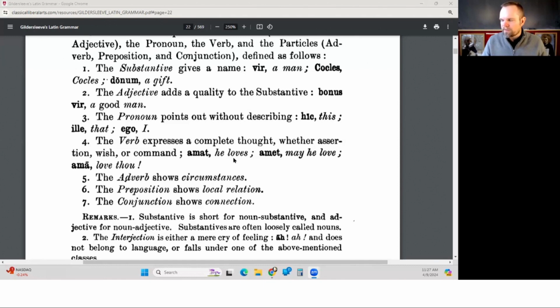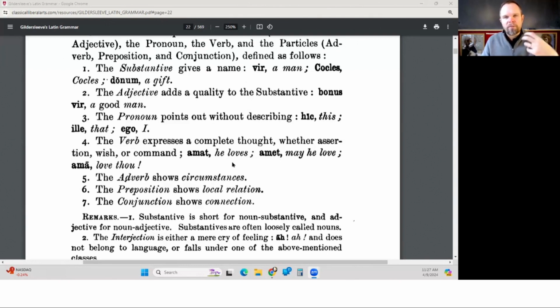Amat, he loves. We see that's an assertion, right? That's a simple indicative statement, an assertion. He loves. It's true or false. He either loves or he does not love. That's an example of the first mode of verbs, or the first kind of verb. Then we have the same verb, but you'll notice that the vowel at the end changes. Instead of amat, it's amet. See, the vowel changes. That changing of the vowel changes the mood or the mode of the verb.